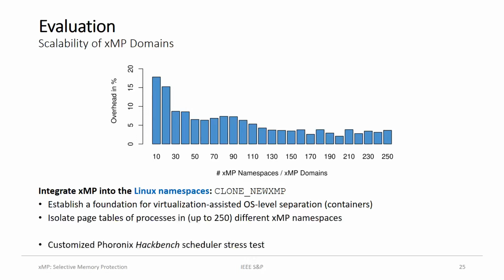As we can see on the slide, we have measured the overhead in up to 250 xMP namespaces. Interestingly, what we can see here as well is that by increasing the number of xMP namespaces, the scheduling overhead amortizes the overhead provided by xMP.